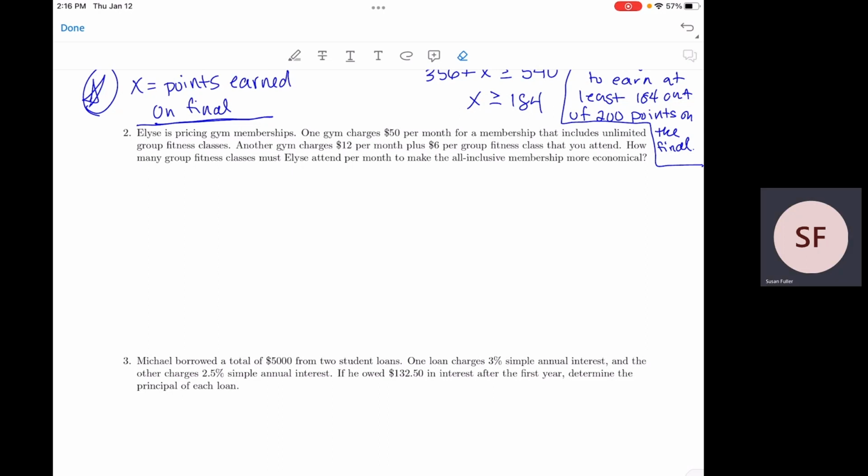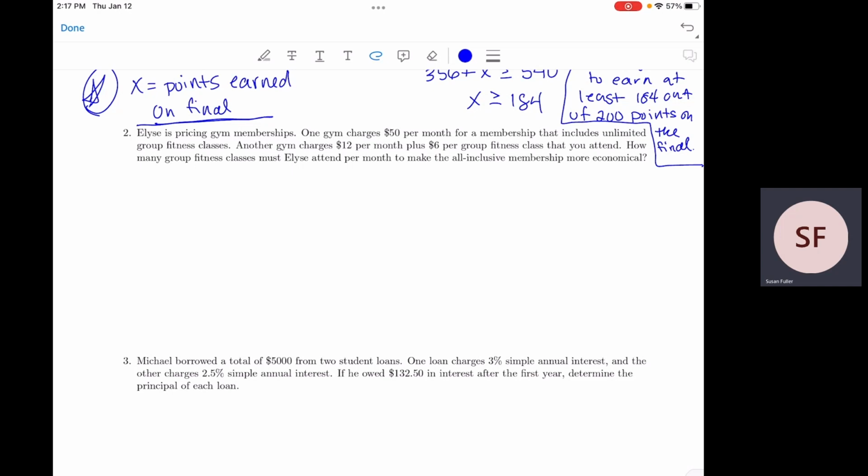Okay, so again, if you need to pause the video, read it a few more times, do your thing. I am going to start taking some notes to sift through all of this and try to figure out what we have, what we're asked for, and how to connect the dots here. Okay, so Elise is pricing gym memberships, and there's two different gym options here. And we want to know which gym membership is going to be more economical. What that means is which one's going to be cheaper. So we're going to have to compare the costs of these two gyms.